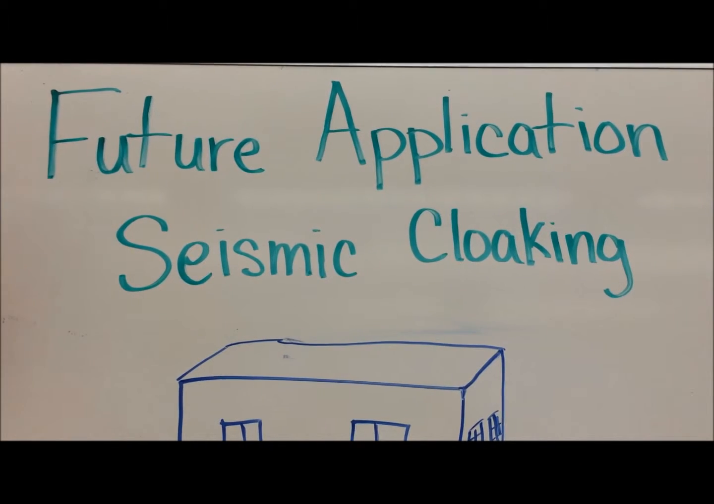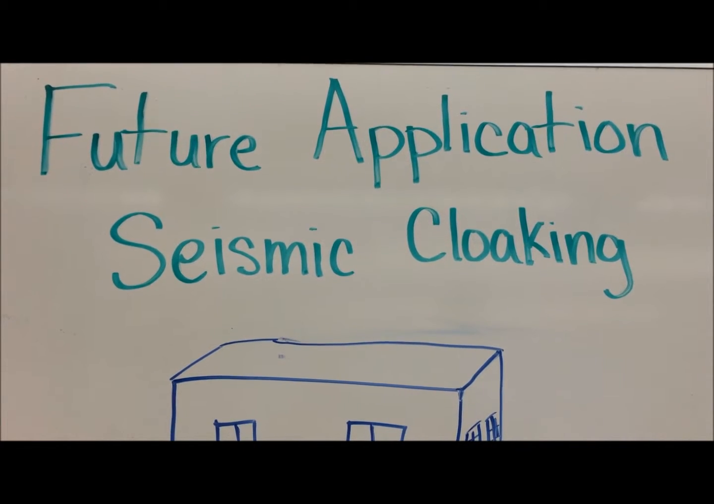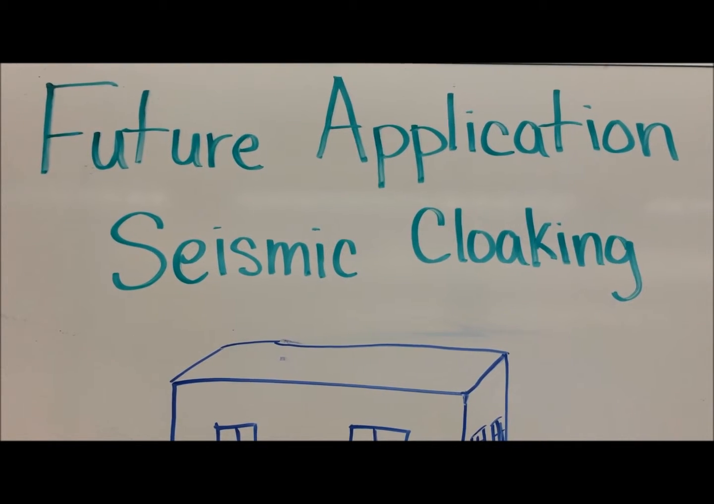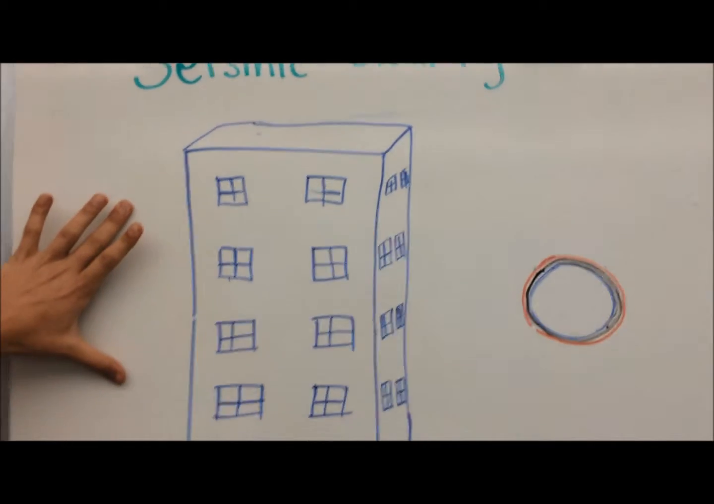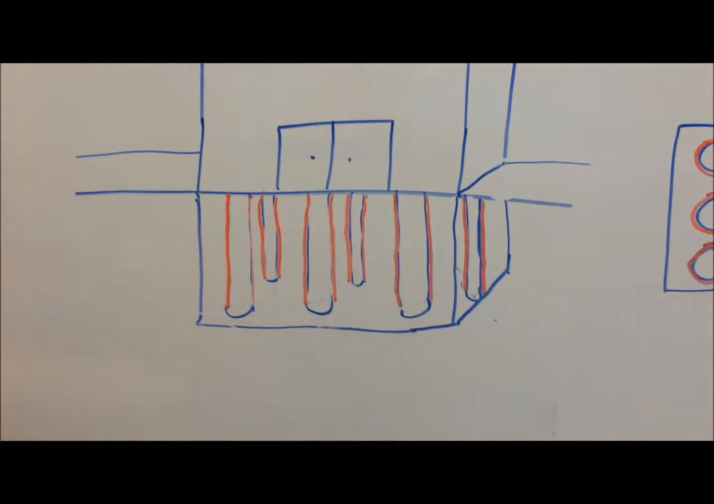A future application of metamaterials is seismic cloaking. Seismic metamaterials are engineered to counteract the negative effects of the Earth's surface level seismic waves, otherwise known as earthquakes. Take a modern day skyscraper, for example. Most of them have a basement filled with structural supports.